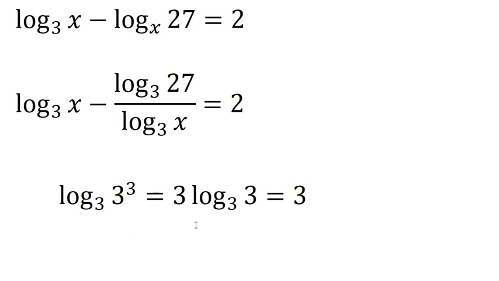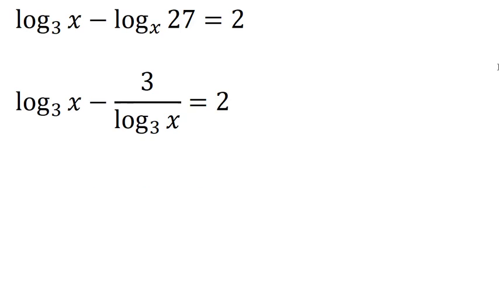Or you can just use the laws of logs. Obviously, you recognize 27, it's 3 cubed. Then I can bring the power down with the most important third law of logs. And then you should know that log to the base 3 of 3 is 1, because 3 to the 1 is 3. So this whole thing is 3.